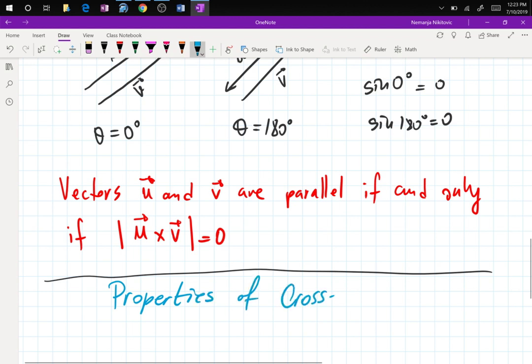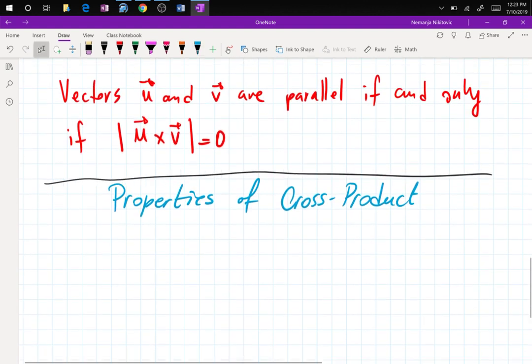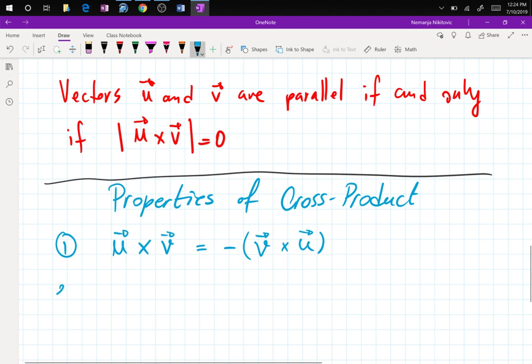of cross product. We have the anti-commutative property. So far we only had commutative property. Anti-commutative property means that it's almost commutative, but it's not. So property number one is that u cross v is equal to the negative v cross u. It's close, but it's not the same. So we call it anti-commutative. And then we have associative, distributive, and we're done.